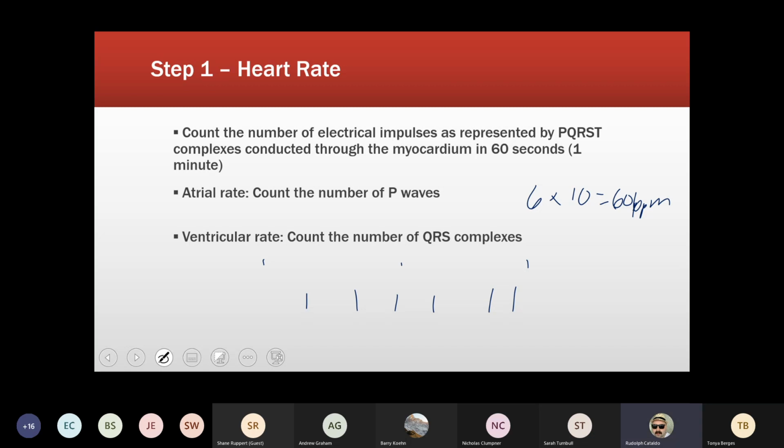Now you can look at your atrial rate and you can look at your ventricular rate, but I don't want you guys looking at that right now. Atrial rate would be how many P waves do I have? Okay, they should match. If I have 6 complexes, I should have 6 P waves, but sometimes that's not always the case. But as of right now, I just want you counting complexes.